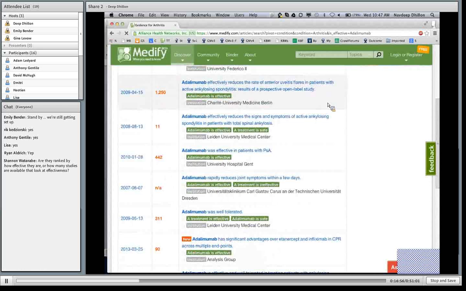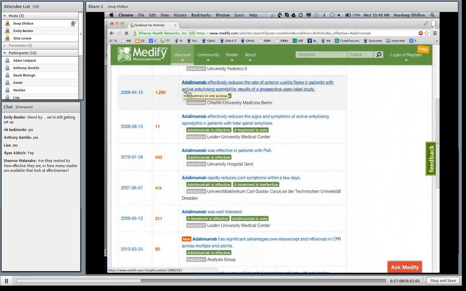And then we can get a flavor for the kind of variation in language. So this is, again, a research study abstract with a particular conclusion sentence. That's the reason we think adalimumab is mentioned as being effective: this sentence. In this case, it effectively reduces the rate of something bad. And the other one effectively reduces, again, signs and symptoms of something. So when something reduces a symptom, that's considered a sign of effectiveness.